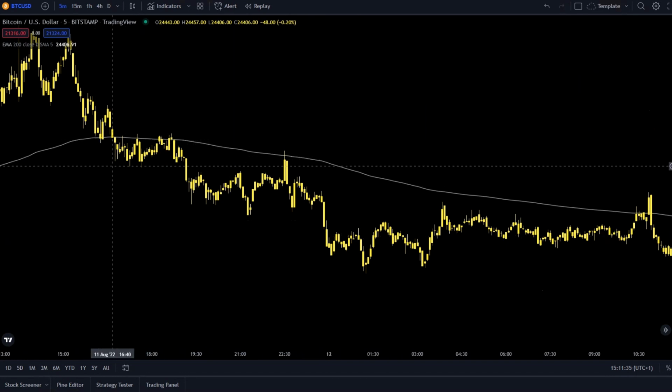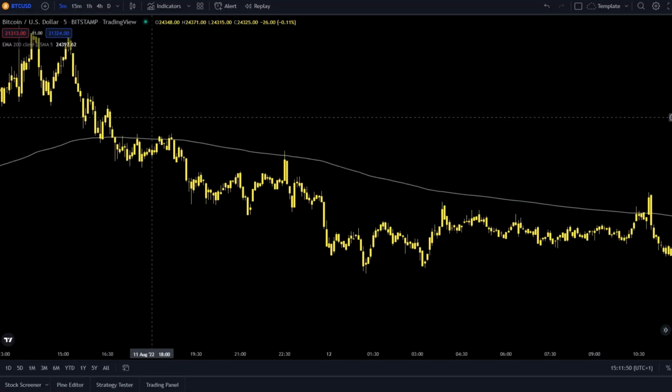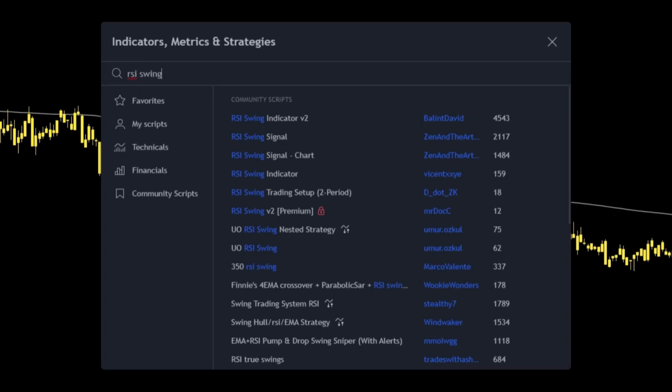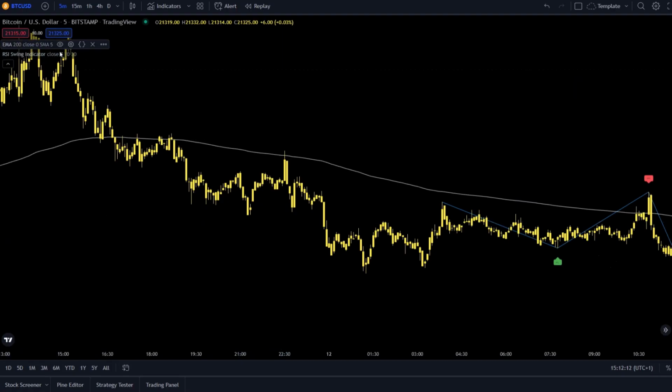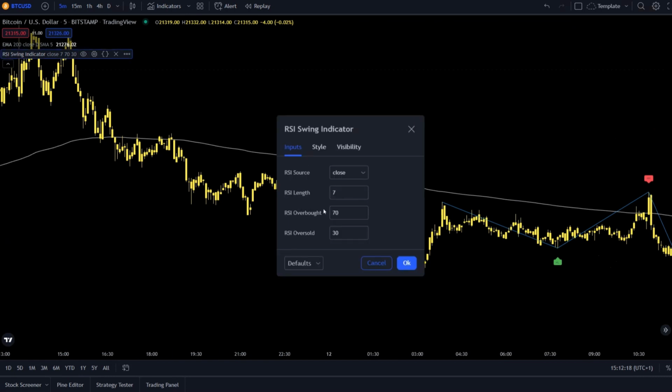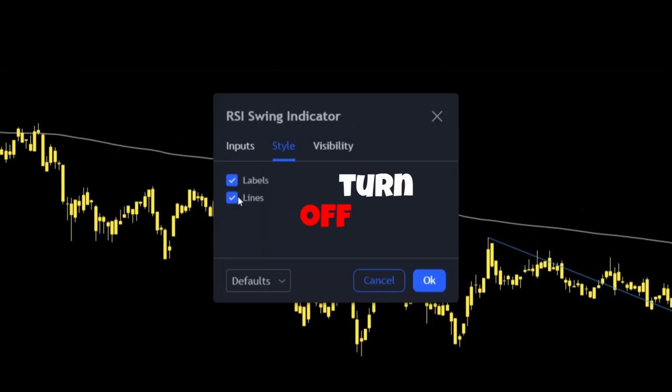Golden indicator that we need to add to this system to improve our win rate strategy is the RSI, but it's not what you think. Head on over to the indicators, type in RSI swing, and it's this RSI swing indicator V2 right here. Go into the settings, keep the inputs the same, and on style turn off lines.